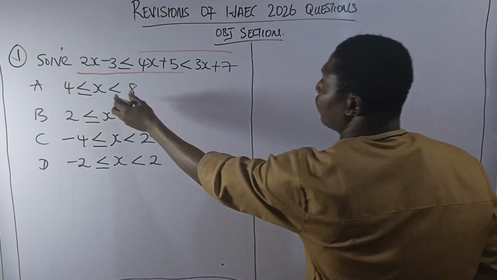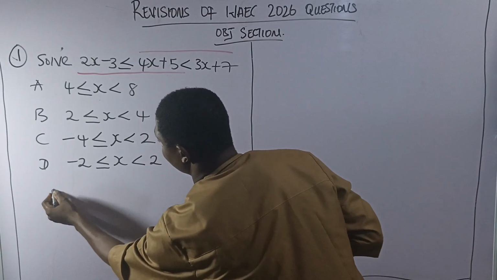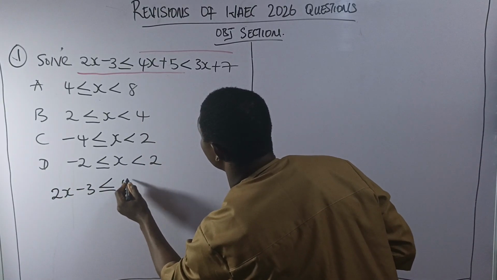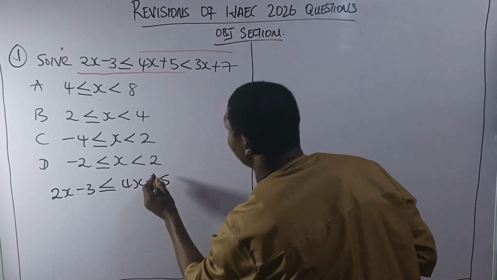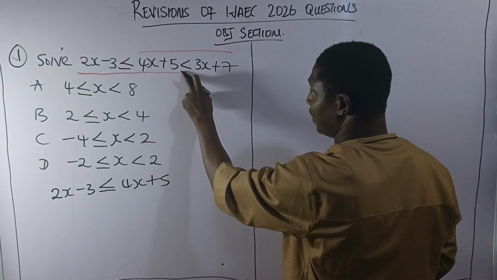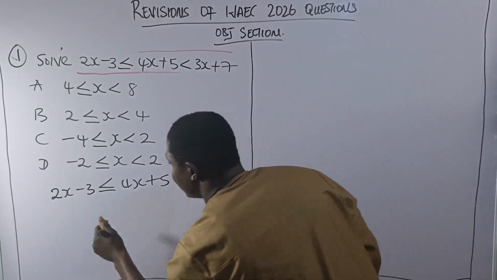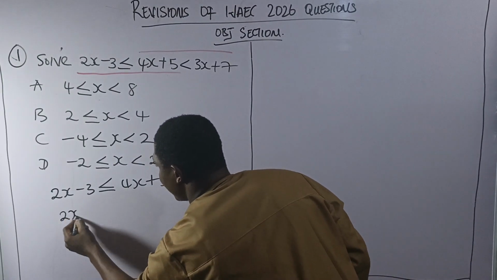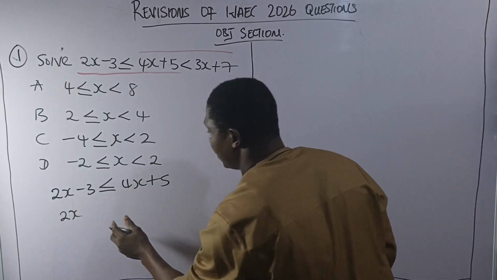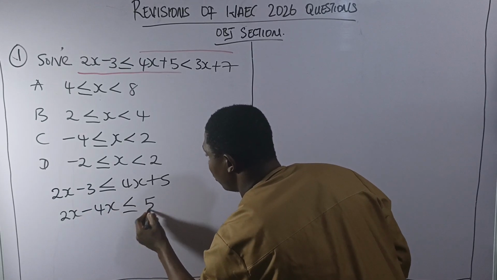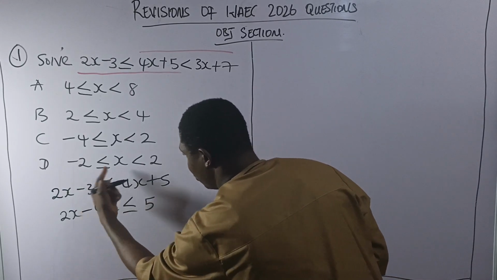My first equation therefore is what? 2x minus 3 less than or equal to 4x plus 5. From here till where my second inequality sign is, that's where I'll stop. And I'll solve this. I'll simply have 2x, I'll bring this to the other side, which will give me 4x minus 4x... x less than or equal to positive 5. When minus 3 crosses, it becomes plus 3.